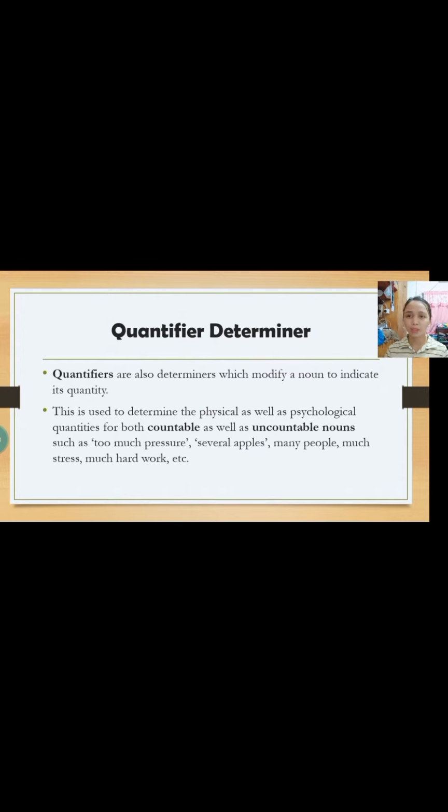And now, let's proceed to quantifier determiner. Quantifiers are also determiners which modify a noun to indicate its quantity. This is used to determine the physical as well as psychological quantities for both countable as well as uncountable nouns, such as too much pressure, several apples, many people, much stress, much hard work, and etc.